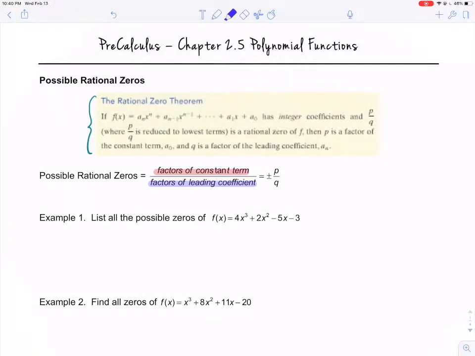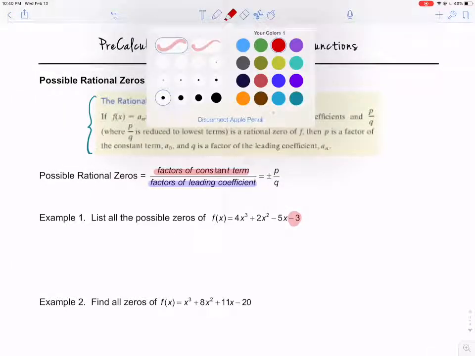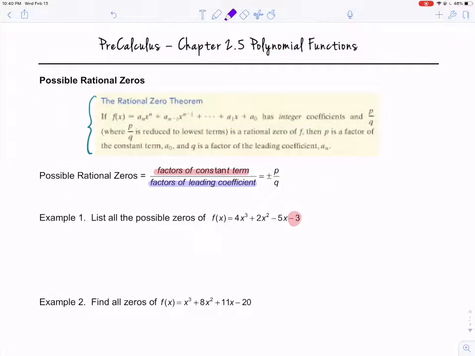So in our first example, the constant term is this term on the end, the -3. Notice I'm matching the colors here. And then the leading coefficient term is the 4 right here. So the example says list all the possible zeros of this function. It really probably should have said list all the possible rational zeros. And I'm going to note that here because there could be irrational zeros in the polynomial, and they will not be among this list.